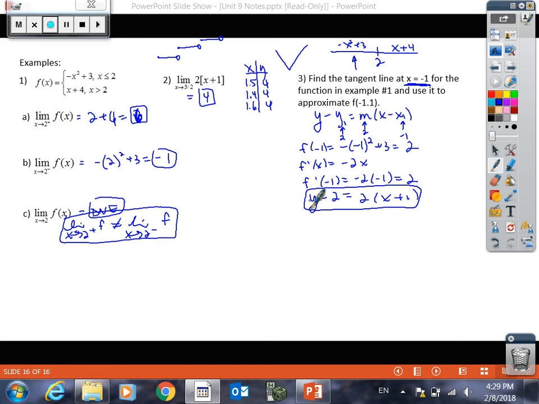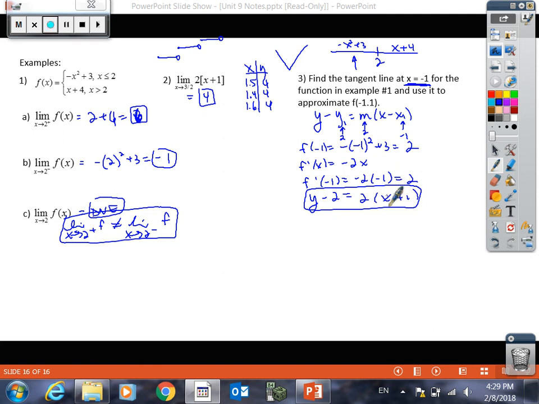Now the last thing they're asking is to use it to approximate f of -1.1. All right, what do we do? Well, we're going to substitute -1.1 into the tangent line instead of into the function. Now some people are like, well, why would you do that when you have the function? Well, what we're doing is we're just practicing the technique. There will be times where we don't have the function. We don't have it available, we're not able to access it. So instead, we're going to learn how to use the tangent line to approximate it. So let's do that.